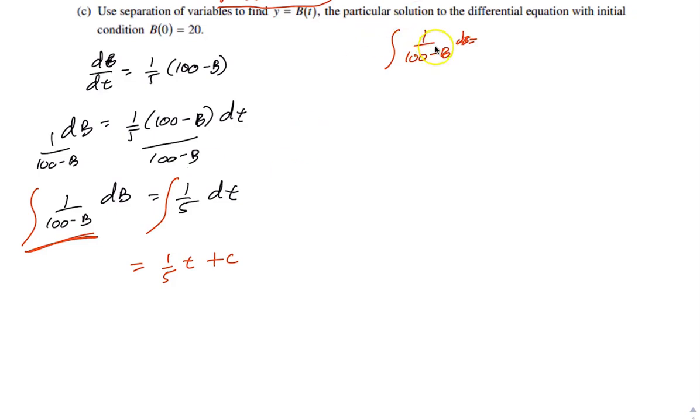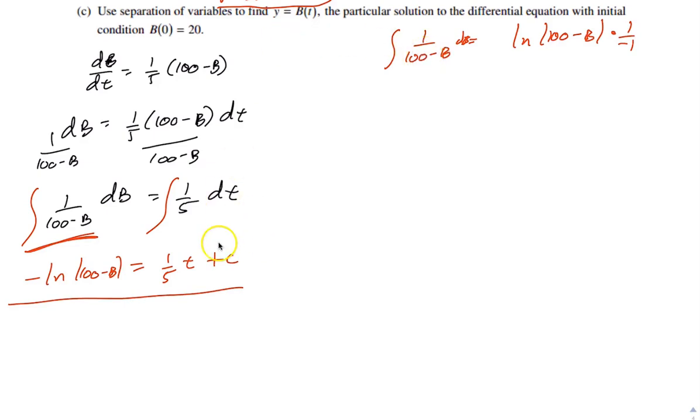Notice there is no power on the bottom, so it is a natural log. I'm going to do a reverse chain rule. So it's natural log of 100 minus b. Don't forget the last part of the reverse chain rule: 1 over the derivative of the inside. The derivative of this is -1, so this is 1 over -1. Yeah, that's an ugly integral. So I get negative natural log of 100 minus b. So I get this separated.